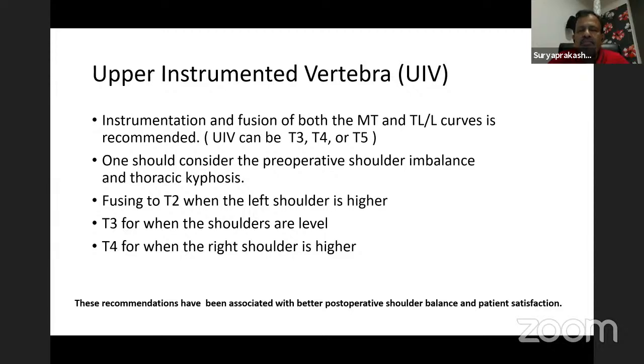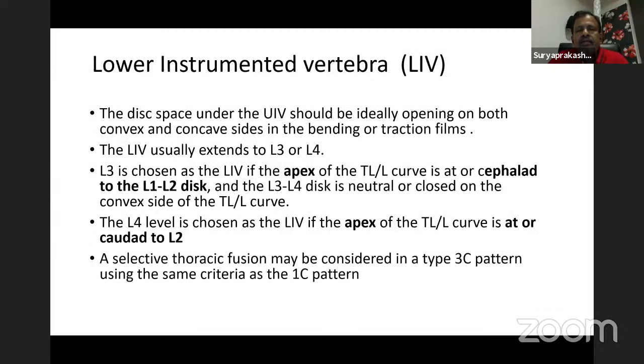But when the shoulders are level, we need to be careful, assess intraoperatively and go to T3. And especially when the left shoulder is higher, that means there is not much of a correction in the proximal most thoracic curve. Then we probably need to go to T2 as Basu has shown. And coming to lower intermediate vertebra, actually here in this curve, because both are structural curves, we need to go either to L3 or L4. If the apex of the curve is cephalad to L1, L2 generally we go to L3, but if it is lower, it is preferable to go to L4.